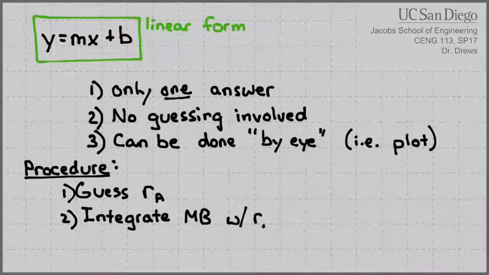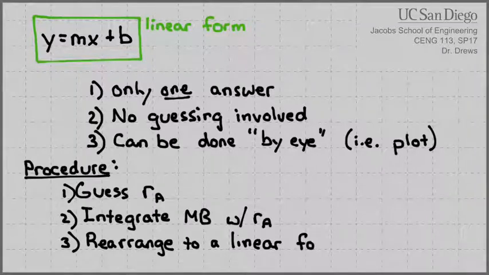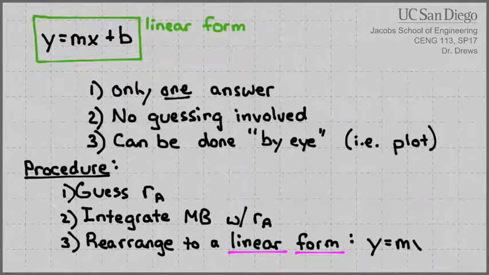With this R sub A that you've got. And then step three is to rearrange to a linear form. So linear form is sort of a catch-all because I don't know what those forms will look like until I actually integrate them. But generally that linear form will be something that looks like y equals mx plus b.